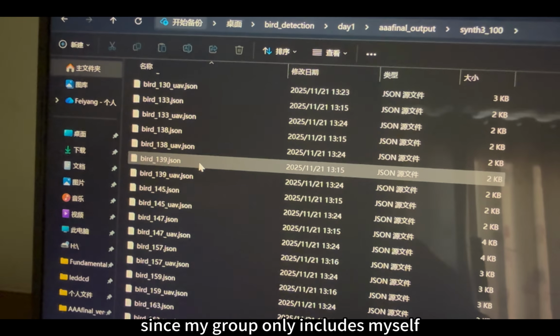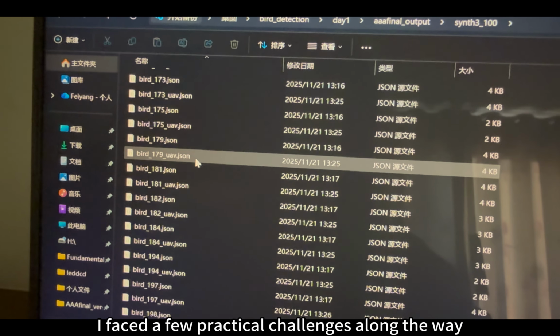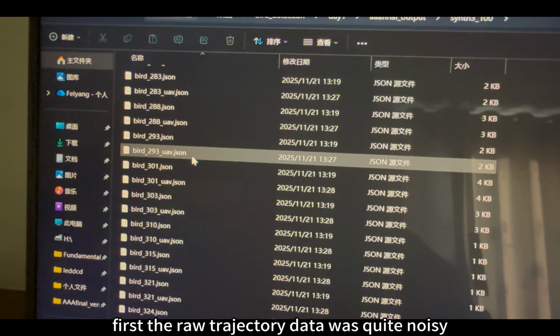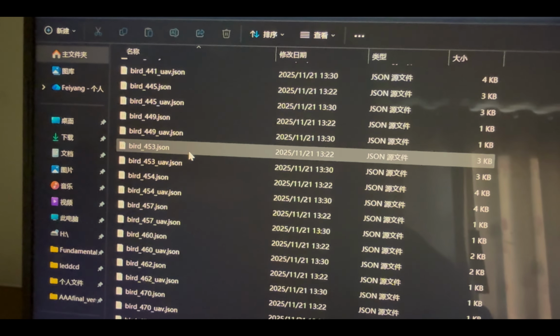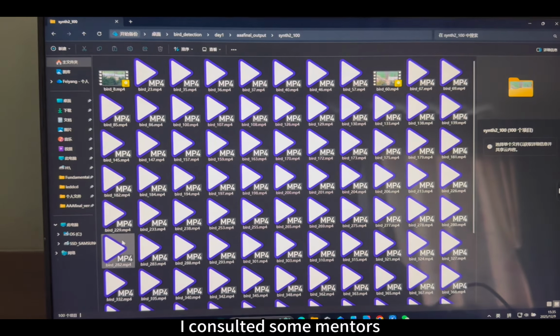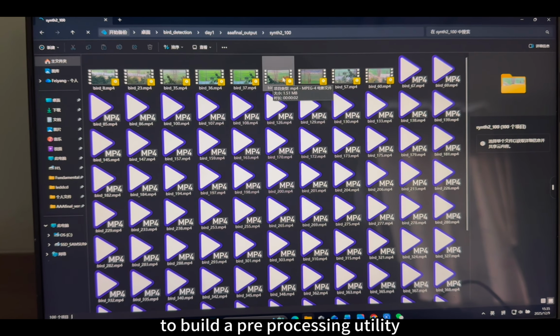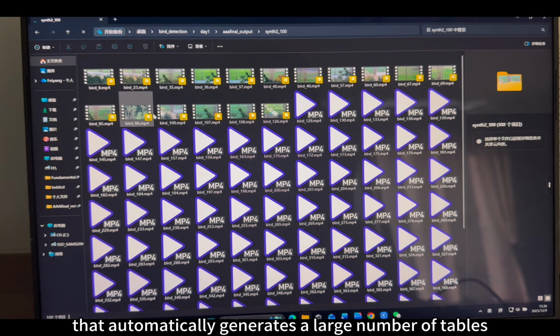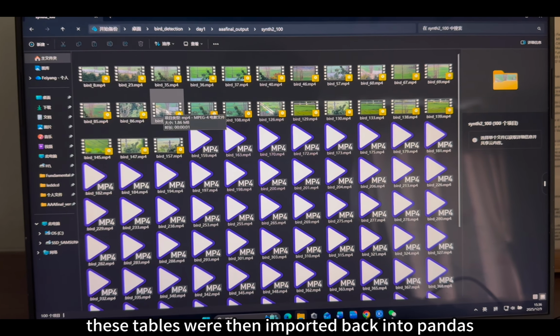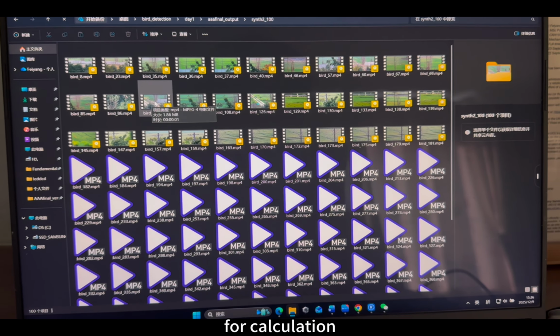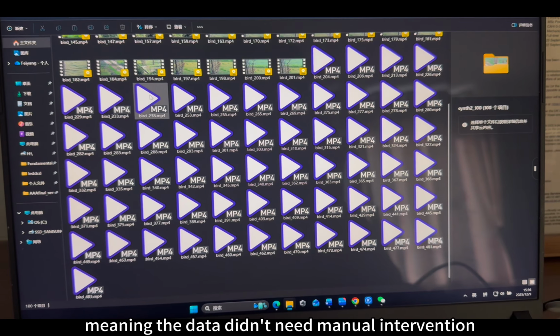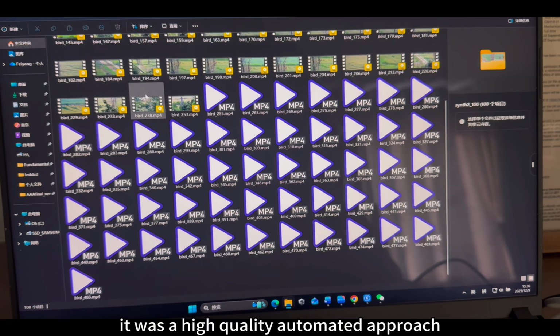Since my group only includes myself, I faced a few practical challenges along the way. First, the raw trajectory data was quite noisy. To handle this, I consulted some mentors, then used tools like Pandas to build a pre-processing utility that automatically generates a large number of tables. These tables were then imported back into Pandas for calculation, meaning the data didn't need manual intervention. It was a high-quality automated approach.